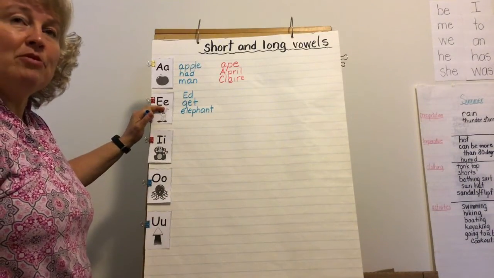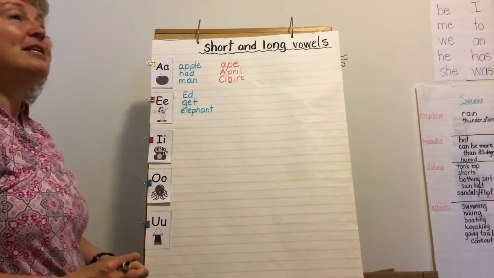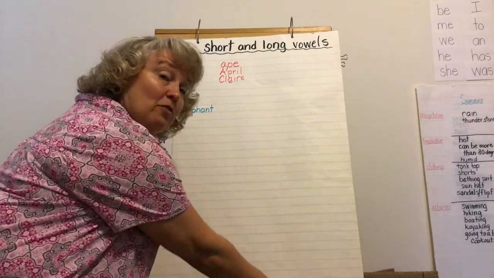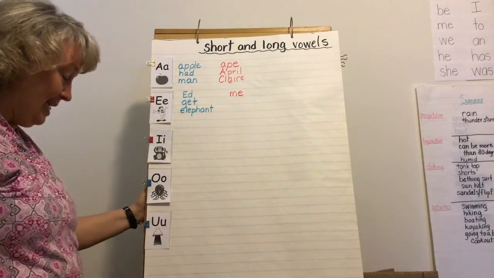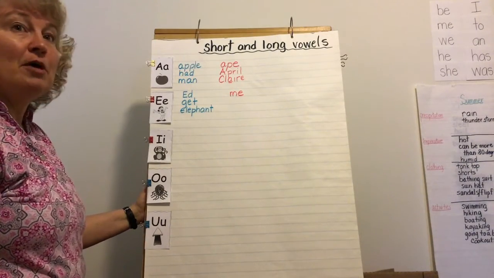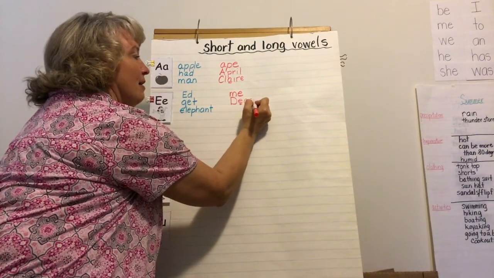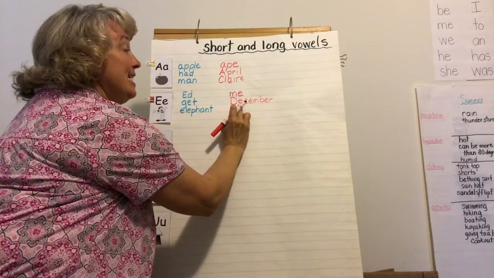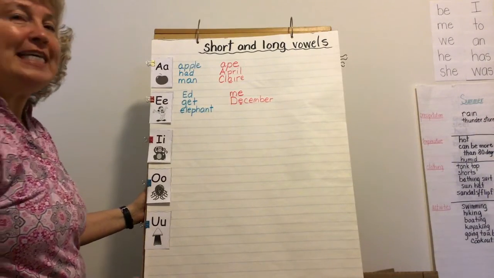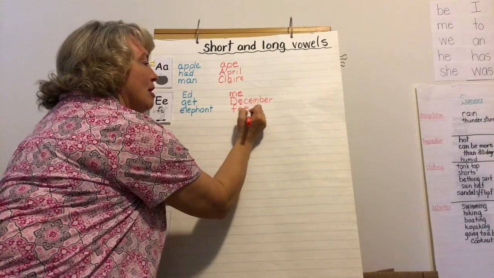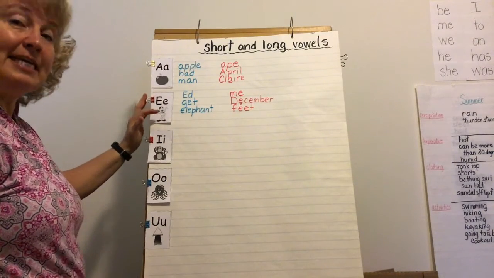For long E, remember that it's going to say its own name, so we're going to hear E. So we need to think of a word that has the sound of E. Well, I can think of a really easy one. How about the word me, where we hear that E? Or how about the month of December? We hear that E sound in the first E. December. Very good. How about in the word feet? Do you hear that long E sound? Feet. So we have A and E.